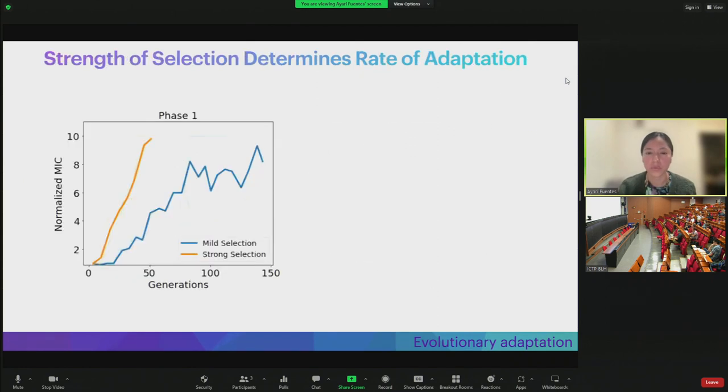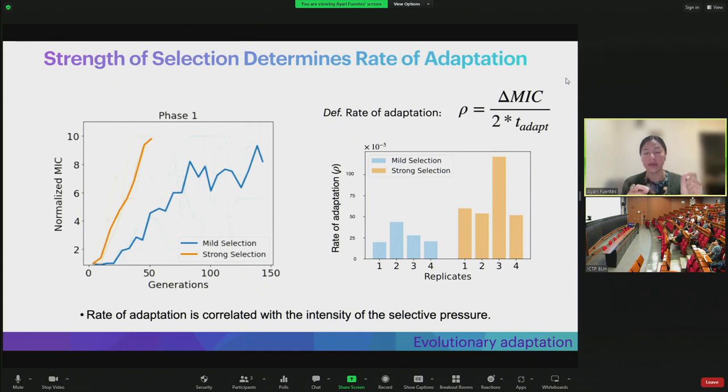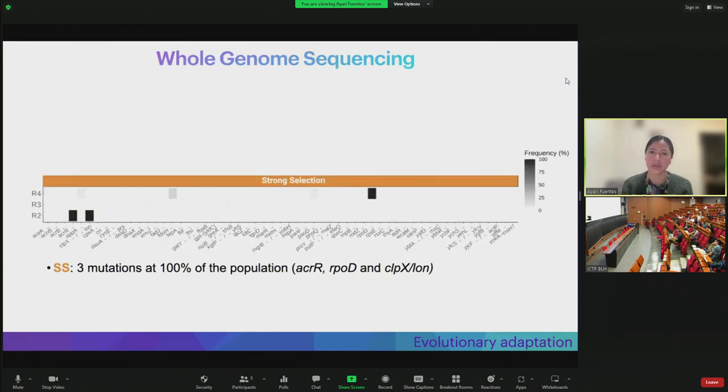So it takes a longer time. What we see here is exactly what we saw in the model, that the rate of adaptation is correlated with the strength of selection and with the intensity of selective pressure. But again, if we just measure the resistant population at the end of this experiment, they are exactly the same. We cannot distinguish between one or the other. But the evolutionary history starts to be different, of course. So we did whole genome sequencing of this part. And for the strong selection, what we see is that just three mutations were at 100% of the populations.